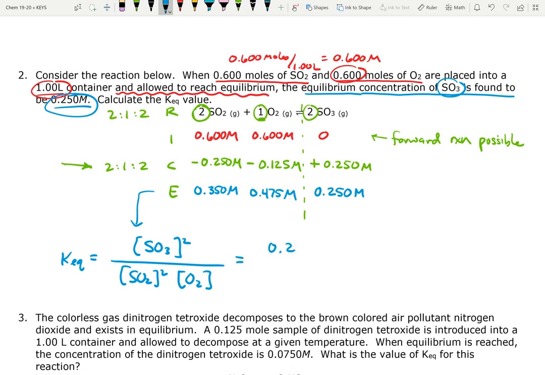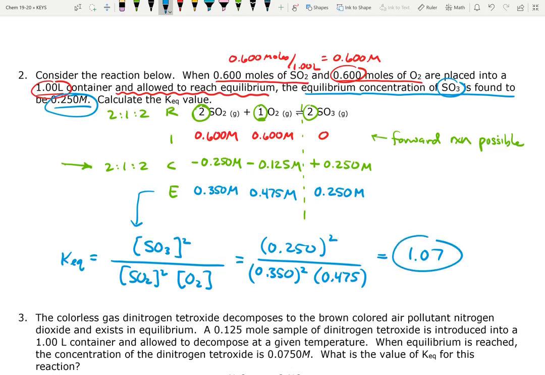That's going to be 0.250 squared over 0.350 squared times 0.475. Be careful that you substitute things into the right spaces. A lot of times the mistakes happen because we get two numbers switched around or something, and especially when you're squaring one but not the other, that'll mess you up. Okay. Our bottom line answer then, punched in my calculator, 1.07 for your final answer. Hopefully that one made sense.